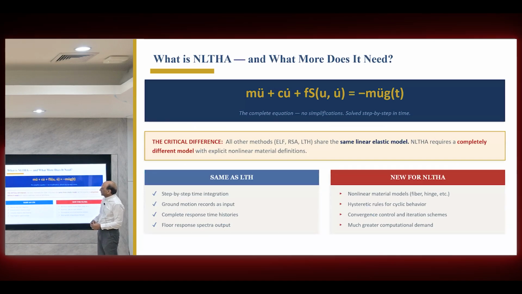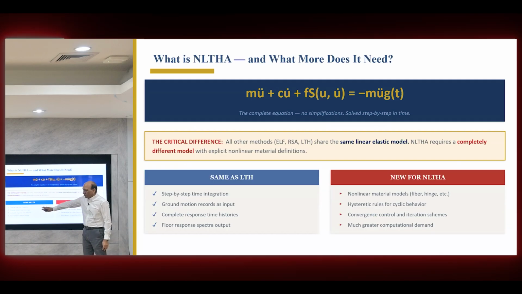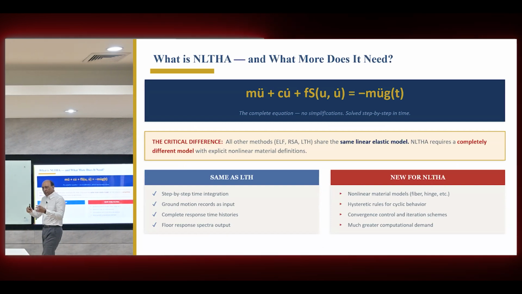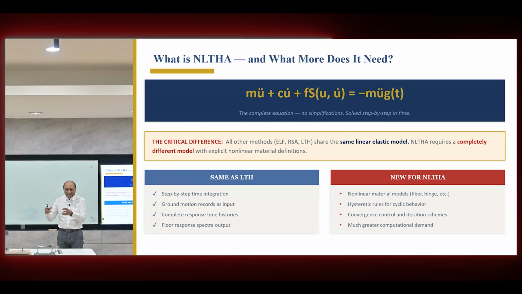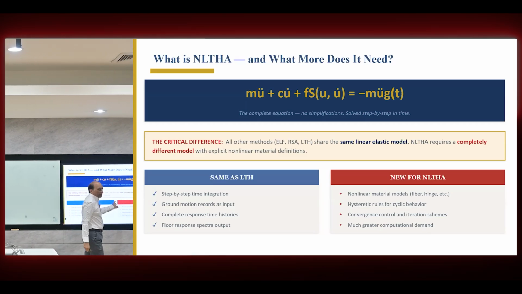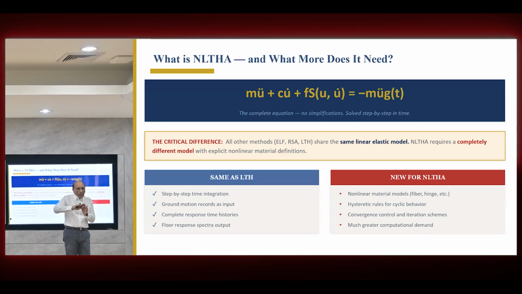So we use the full ground motion equation now. This is the same as linear time history analysis, but it puts together linear time history analysis and pushover. It takes everything from pushover, it takes everything from linear analysis and combines them together to create this nonlinear time history and remove all of the problems in both of them.